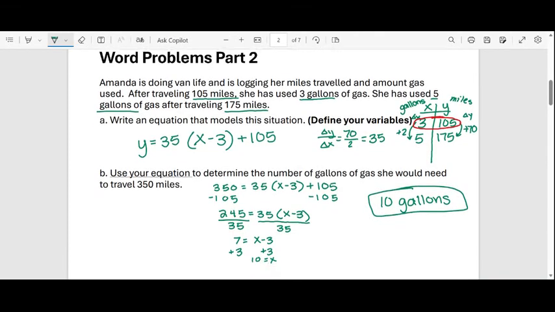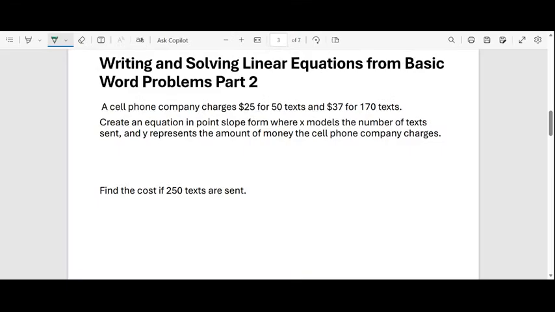All right, let's try the next one. We have a cell phone company and they charge $25 for 50 texts and $37 for 170 texts. Create an equation in point slope form. So we need this in point slope form where x models the number of texts. So let's make this here. We're going to say x is the number of texts. And y represents the amount of money. So y is going to be the money or the cost of the cell phone company.